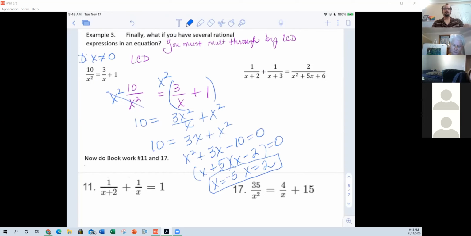So like if we did negative 5, that would be 10 over 25. Does that equal 3 over negative 5, which is a negative 3/5, plus 1, which is 5 over 5? 10 over 25 simplifies to 2 over 5, and negative 3 plus 5/5 is 2/5, so it checks, and 2 will check as well.